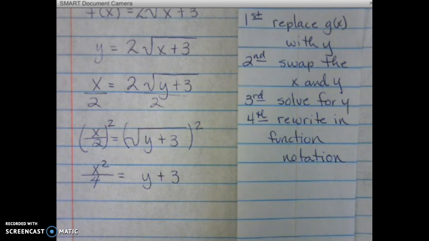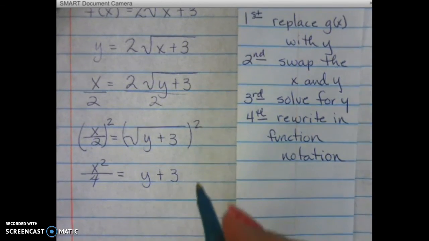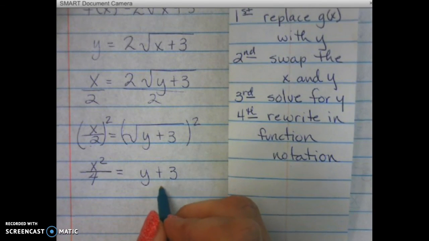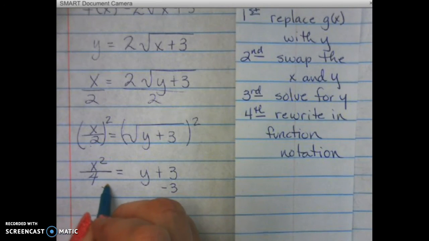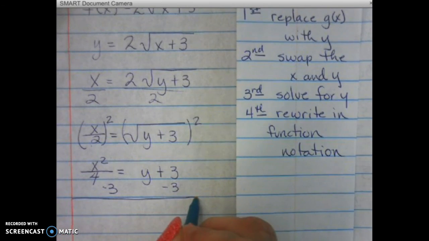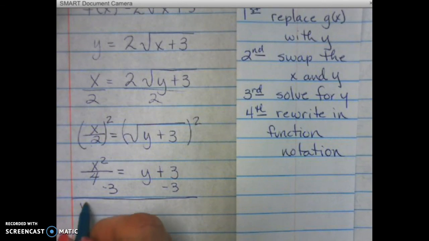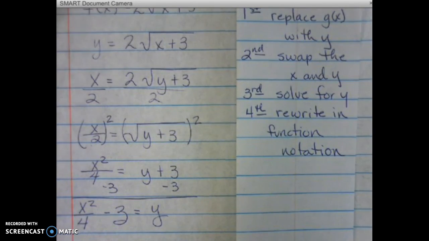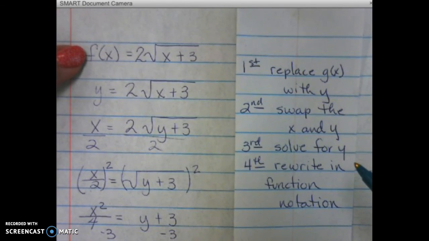Now my y is almost isolated. I just need to get rid of the plus 3. The inverse of adding 3 is subtracting 3. So I have the fraction x squared over 4 minus 3 is equal to my y. Again, I want to rewrite it back into function notation using my inverse notation. So I'm going to use the inverse of f of x.